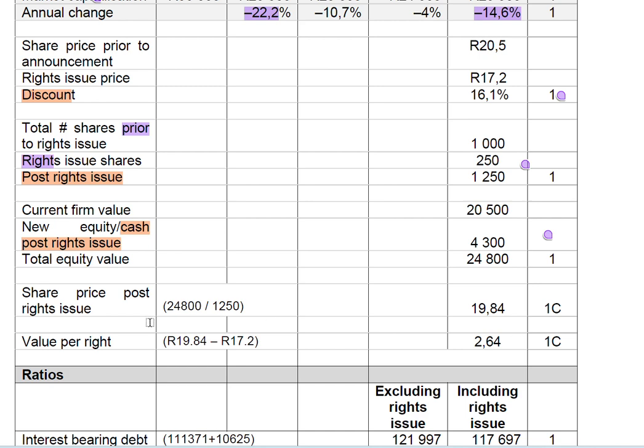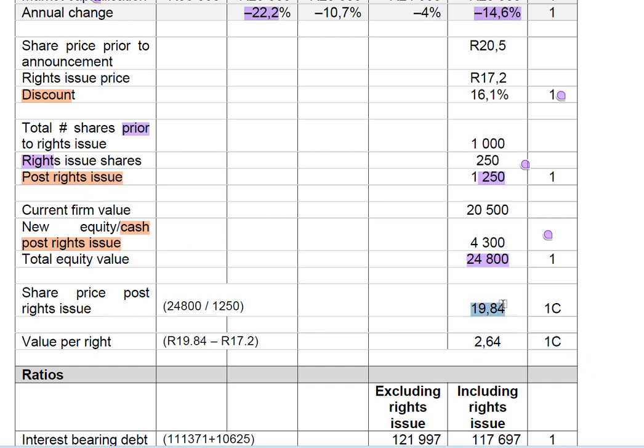Now what we need to calculate is the share price post right issue. Share price post right issue will simply be 24,800, which is the value, divided by the shares. So it's this amount divided by this. Basically, equity value post right issue over the shares post right issue.